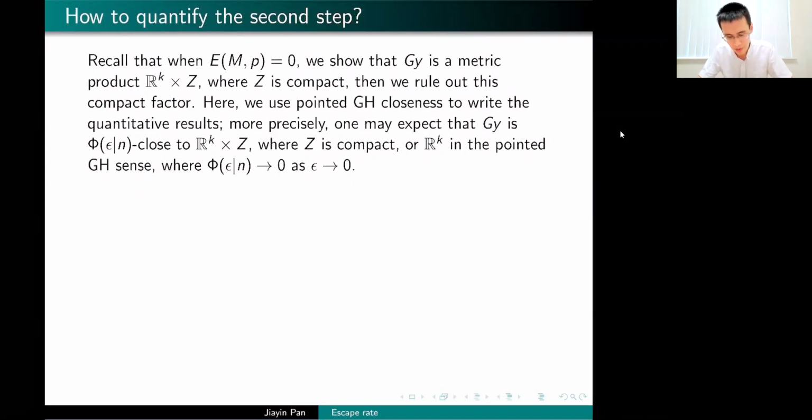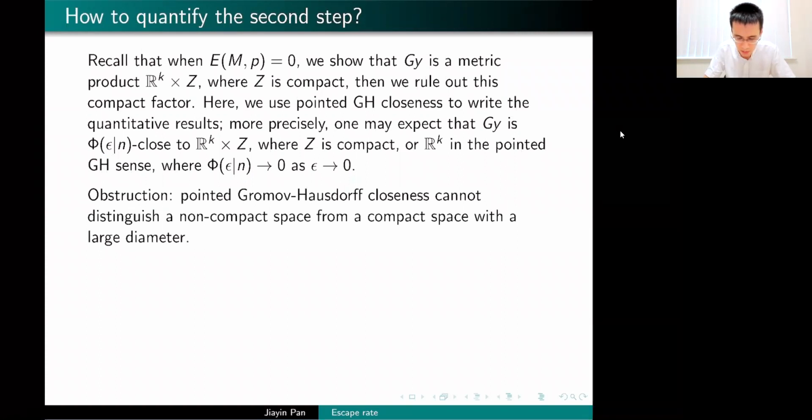So with this in mind, one may expect we just say that the orbit G·Y is very close to some R^k cross Z, where Z is a compact thing. Here, how close it is, we want this to be controlled in a uniform way, only depending on epsilon and n, so this phi epsilon n goes to 0 as epsilon goes to 0. However, this has a clear obstruction, because pointed Gromov-Hausdorff closeness cannot distinguish a non-compact space from a compact space with a very large diameter.